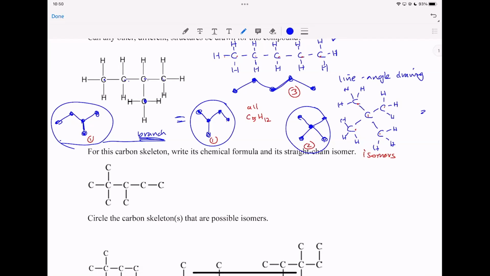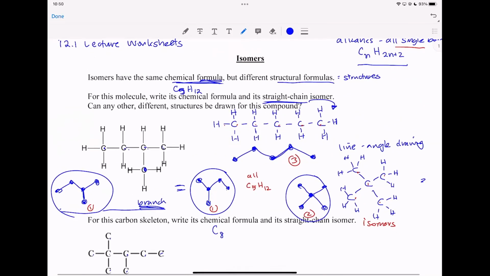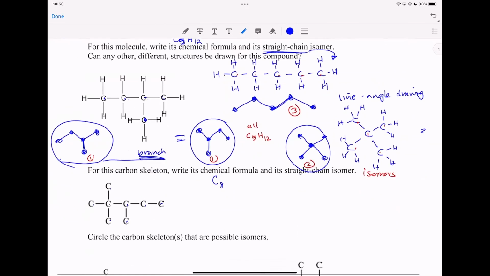So for the chemical formula, we need to count how many carbons there are. 1, 2, 3, 4, 5, 6, 7, 8 carbons. So this is C8. And then the number of hydrogens, we can use that formula where the number of hydrogens is 2 times the number of carbons plus 2. So this would be 2 times 8 plus 2, which is going to be 18. C8H18, which would be how many hydrogens if you added hydrogens to all of those.